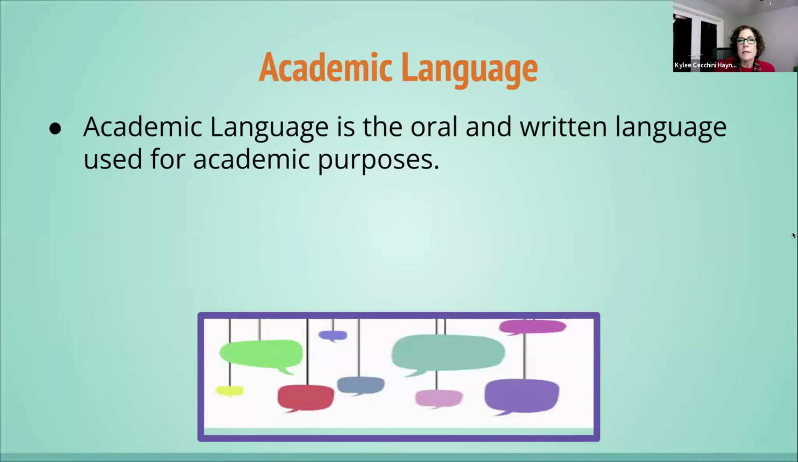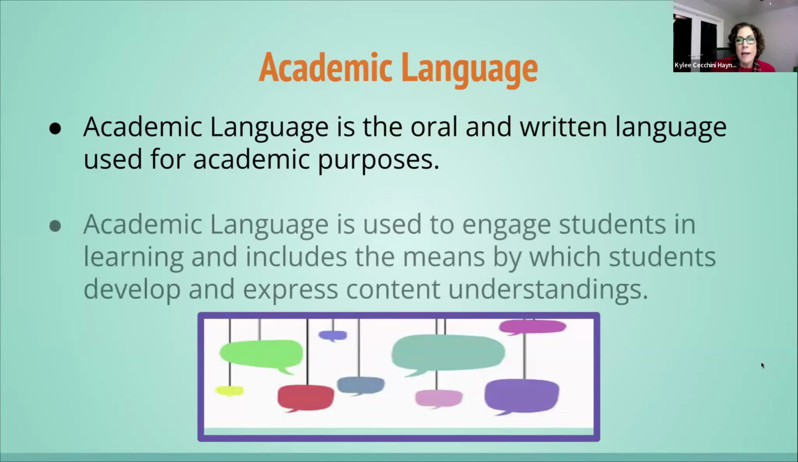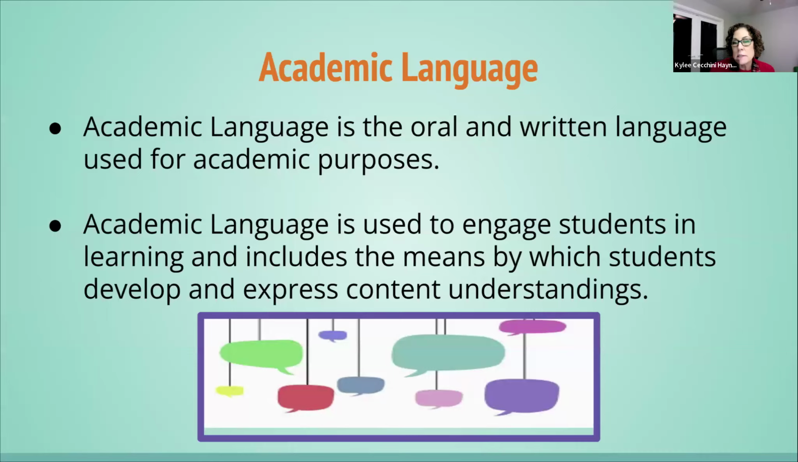What is it? It is the oral, so the spoken, and the written language that's used for academic purposes. So again, it's what we're doing in the classroom with our students, how they're speaking, how we're speaking, how they are writing, how they are reading. This is all academic language for academic purposes. So it's used to engage students in learning and includes the means by which students develop and express content understandings.